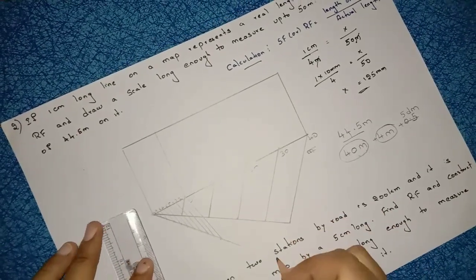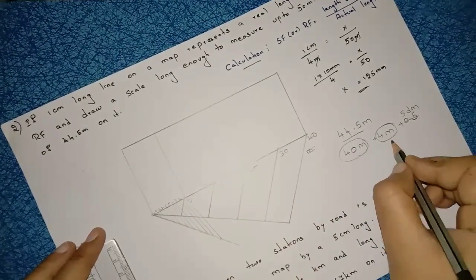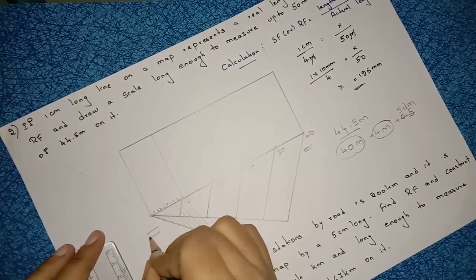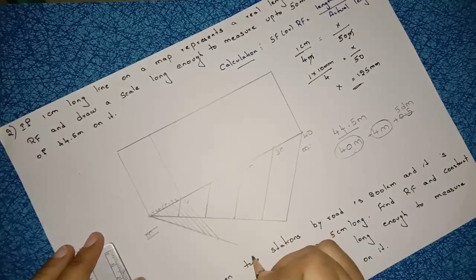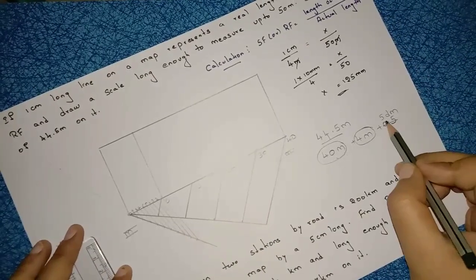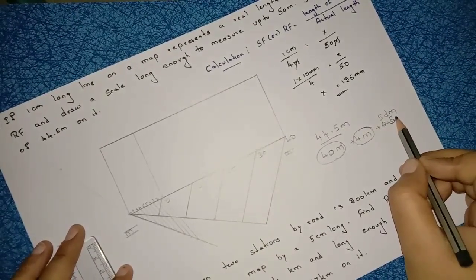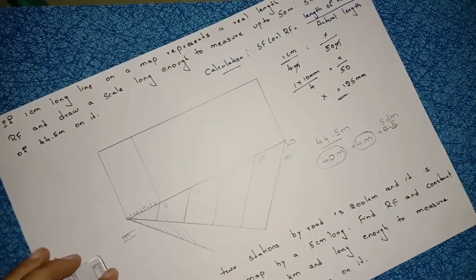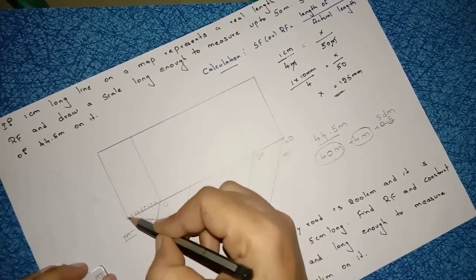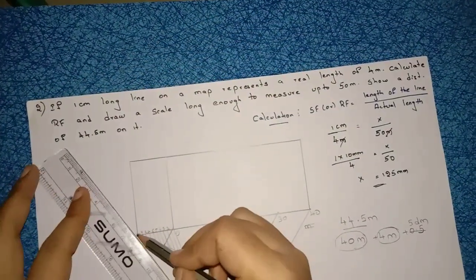Right? What are the units here? Meters. Take height 5 mm and write down here meters, right? After that, what we have to mark? 5 decimeters, right? So keep your protractor on this line, right? Take 30 degrees angle.